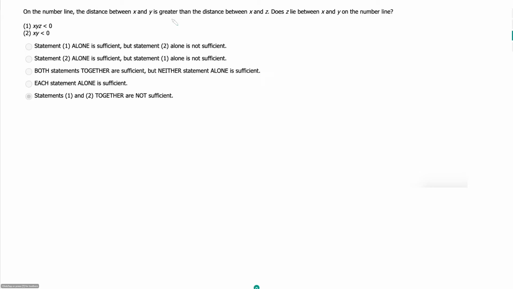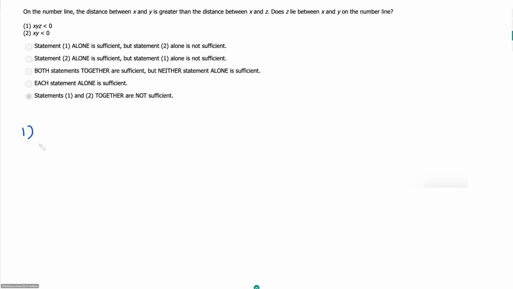So for a complicated number line question like this, if I can narrow it down to 50-50 and move on, I might consider that a win. Let's see if we can get all the way through this one while keeping that in mind.